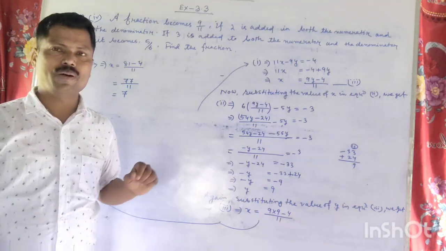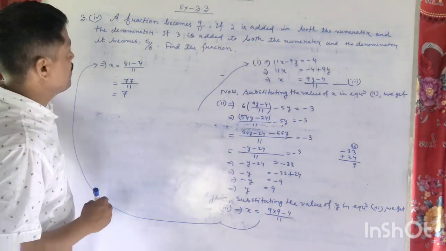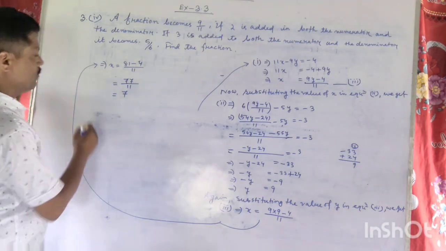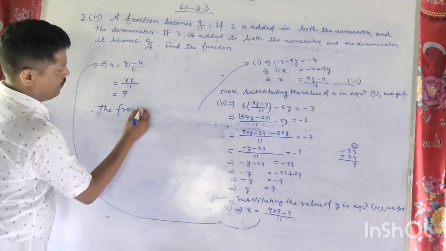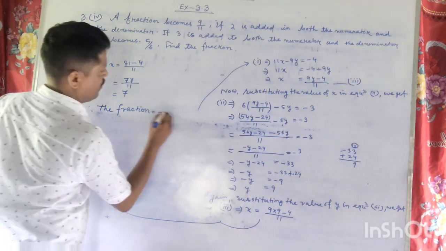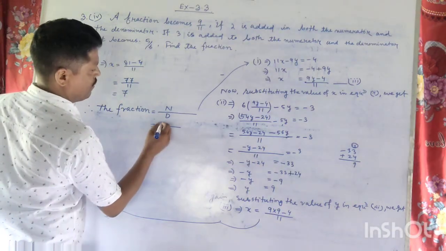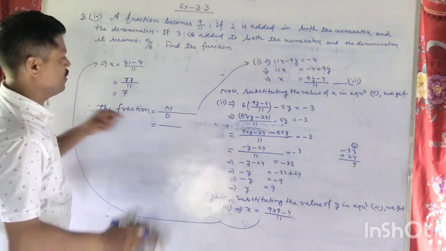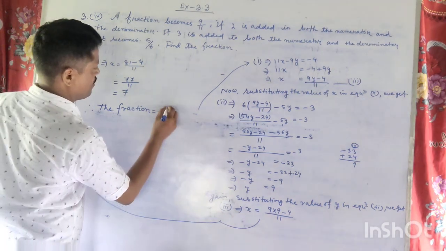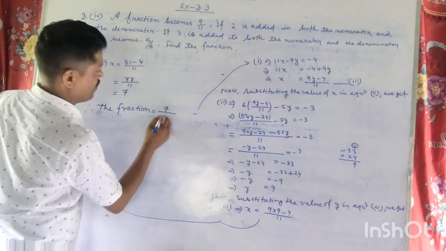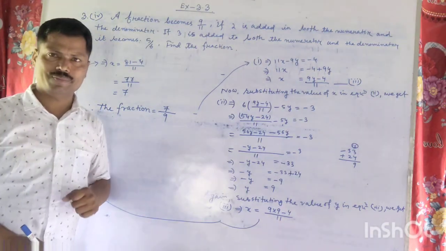Now fraction will be what? Numerator divided by denominator. So what is asked here? Find the fraction. Therefore the fraction is equal to numerator by denominator. Numerator is what? 7. So numerator value we have to write here 7 and denominator value is 9. So 7 by 9 is the fraction.